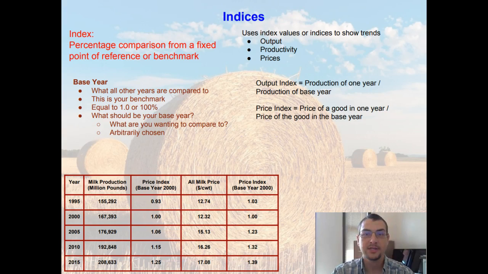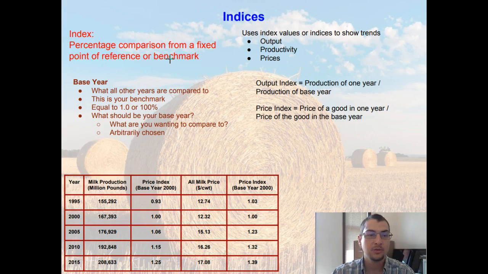Well, one of the ways in economics that we calculate trends is through the use of indices. What is an index? An index is basically a percentage comparison from a fixed point of reference or benchmark. And indices are used to show trends in aspects such as output, productivity, and prices. Well, what does this percentage comparison from a fixed point of reference or benchmark mean?